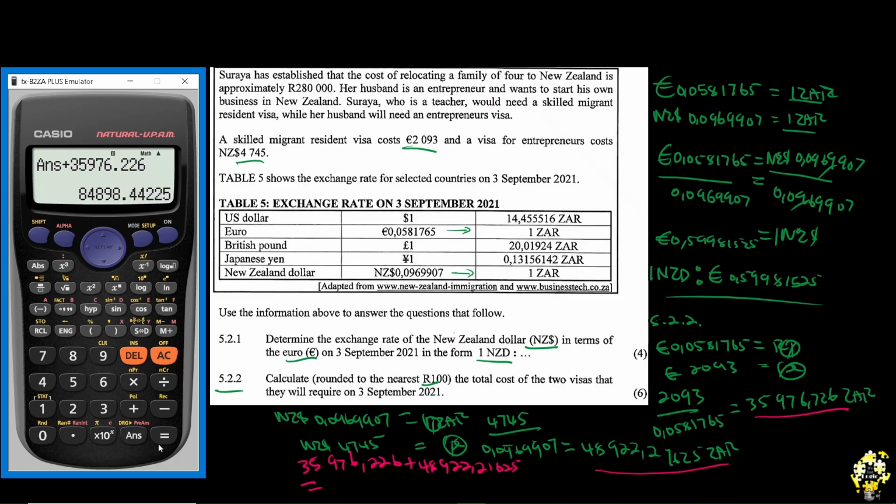It's not 226. What did I write? It's 726. It's 726. Let me go back. It's not 226. That's very wrong. It's 726. 726. Sorry about that.